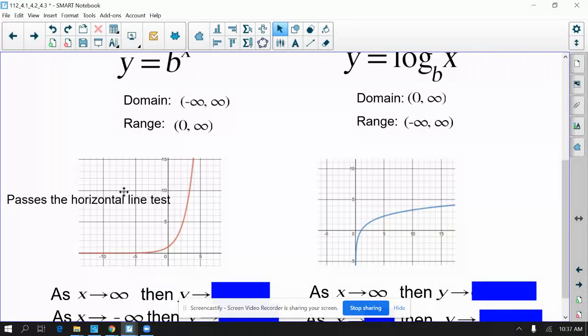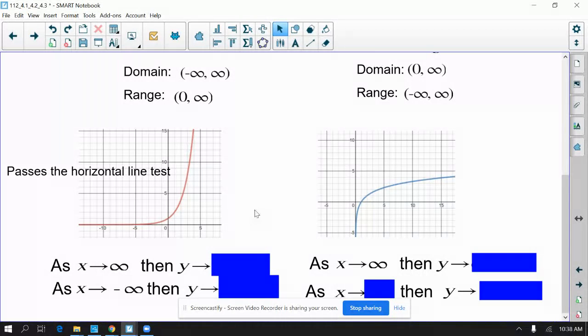Back to the exponential, it passes the horizontal line test. So that tells us that there is an inverse, which is this right here, this logarithm. All the xy's, all the ordered pairs, if you were to switch them and plot them, you would get this blue graph. And if you were to graph both of these in the same plane, they would be symmetrical to the line y equals x.